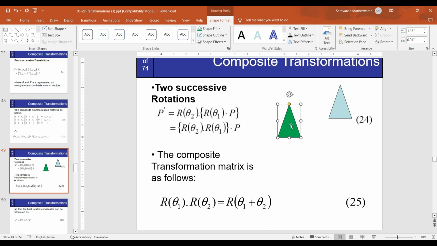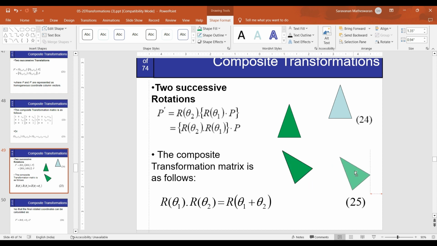Then I want to perform rotation. First the object comes to here, then it is going to rotate. This is the first object, and now we perform the rotation with a 30-degree angle. You can see it is rotated by 30 degrees. This is the rotation performed after the translation, depending upon the angle you give.